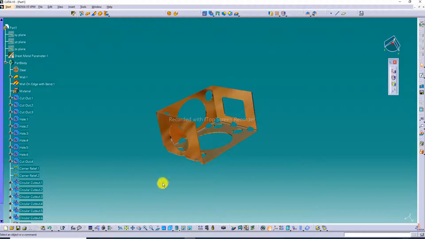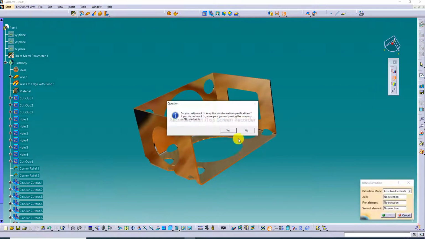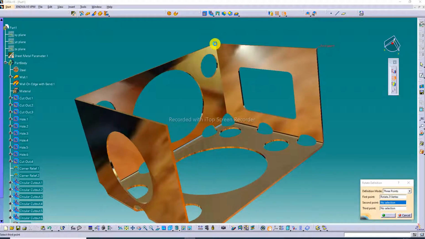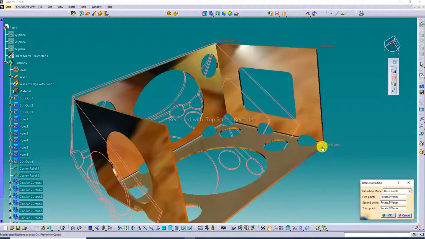This is perfect, and the third mode is discussed here, the three point option. The first point is this, the second point is this, and the third point is this. Okay, this is correct, the body is rotated here, and this is correct.